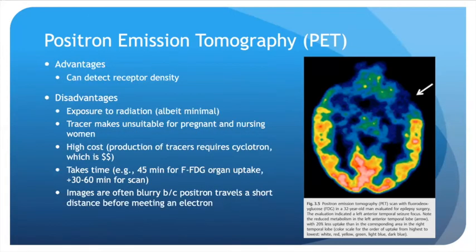Advantages of PET scans: they can detect neurotransmitter receptor density. Disadvantages: exposure to radiation. The tracer could be unsuitable for pregnant and nursing women. There's a high cost, it takes a lot of time, and the images are often blurry because the positron travels a short distance before meeting an electron.